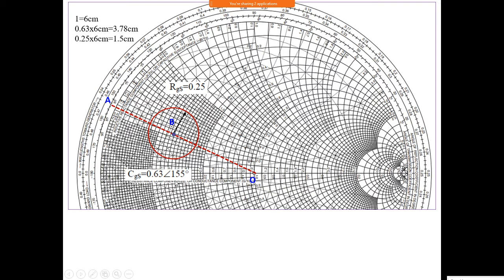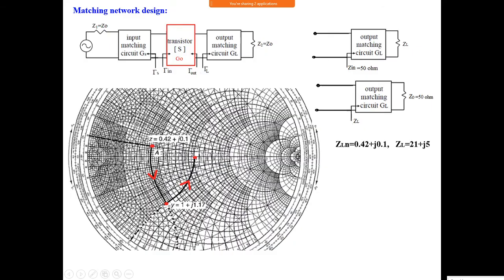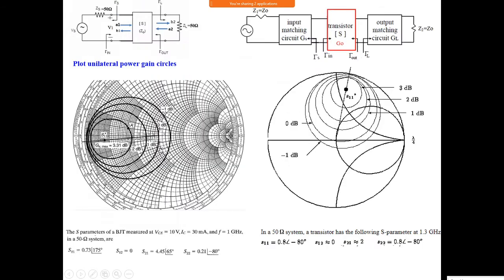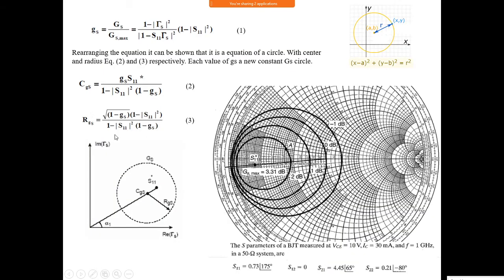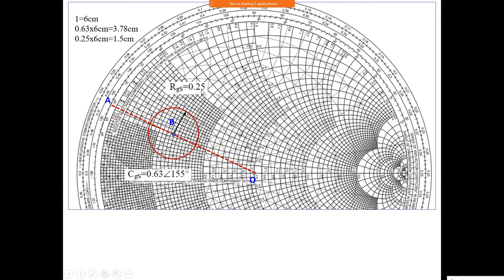Now what can we do? Draw this. Take a radius. The radius is 0.25. From the radius equation RGS, using this equation, we got that value equal to 0.25.